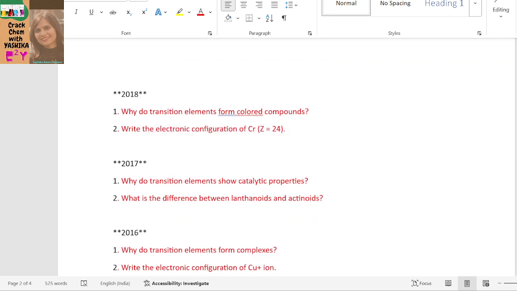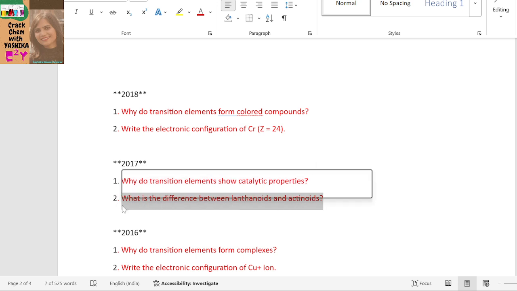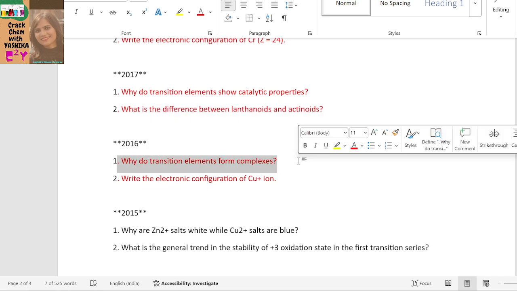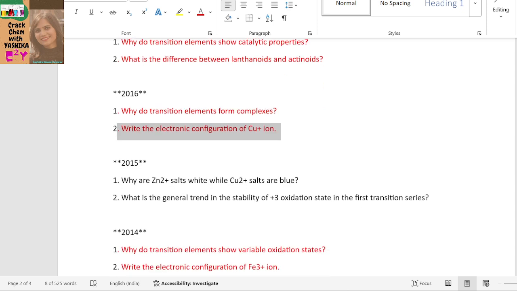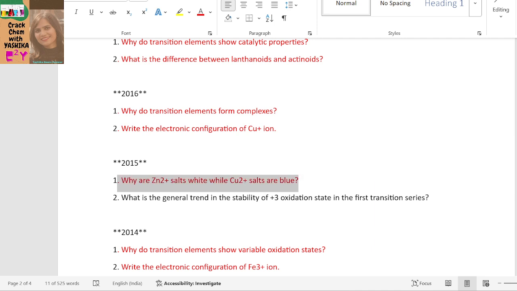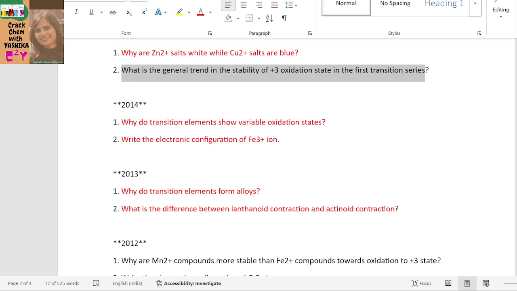Why do transition elements show catalytic properties? And also give a difference between the lanthanoid and the actinoid. Why do transition elements form complexes? Write down the electronic configuration of copper positive ions. Why are zinc 2 positive salts white while copper 2 positive salts are blue? What is the general trend in the stability of plus 3 oxidation state in the first transition series?